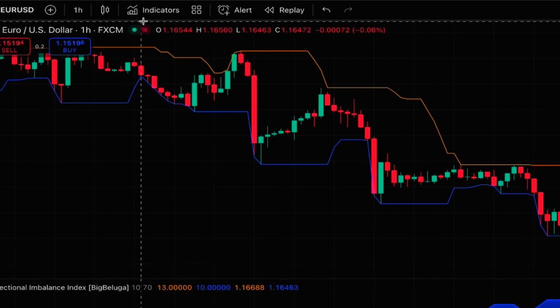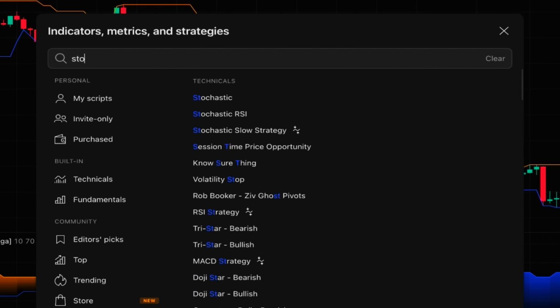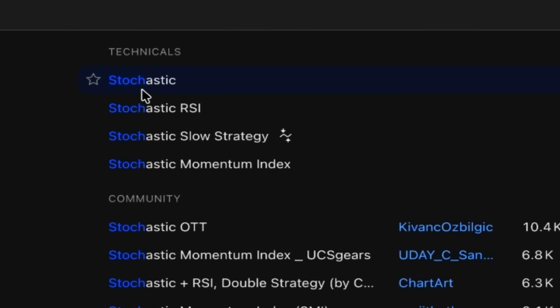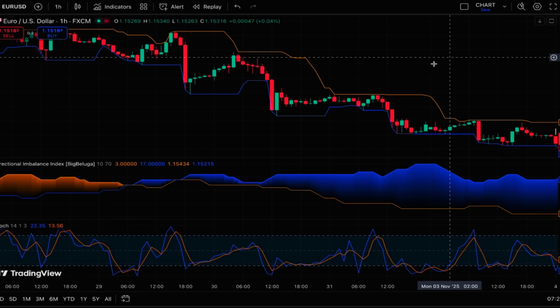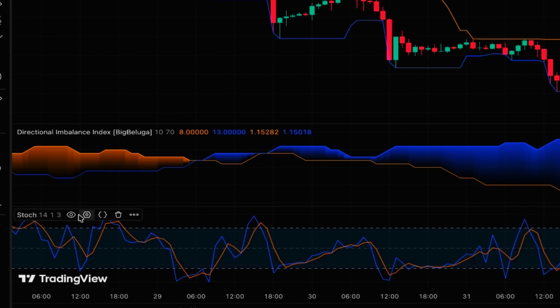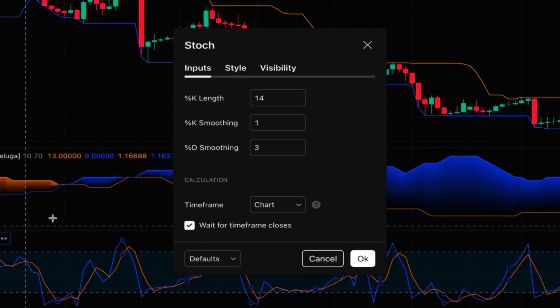Here we click on indicators and search for stochastic, this one, which is a built-in indicator on TradingView, and we need to change its settings. So here we go to the settings of the stochastic oscillator, and for K% length we set it at 7, and for K% smoothing we set it at 3.